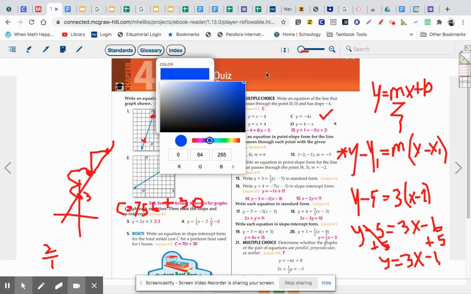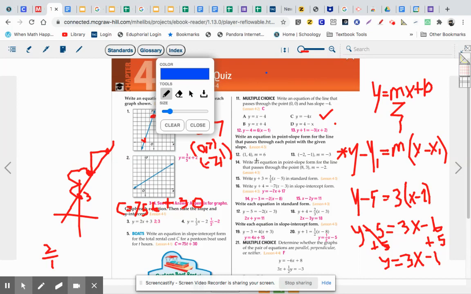So let's do number 12. I see the x and y is 1 and 4 and the slope is 6. So here I would replace the y value with a 4. Here I'm going to replace that x value with a 1. So I'm going to have y minus 4 equals 6 times the quantity of x minus, and my x1 is 1, and then close parentheses.